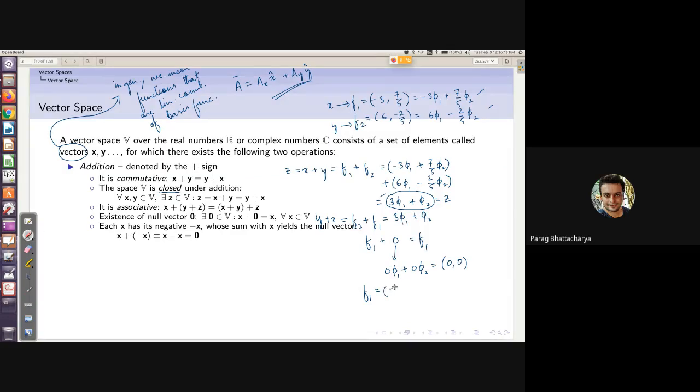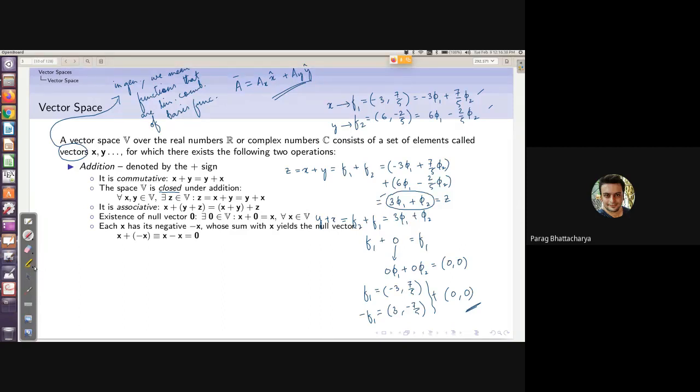So F1 is equal to minus 3 comma 7 by 5. So what is the negative of F1? The negative of F1 will be 3 comma minus 7 by 5, because if I add both of them together, I will get 0 comma 0. Because minus 3 plus 3, and minus 7 by 5 plus 7 by 5, both of these will become 0. So this is the null vector.